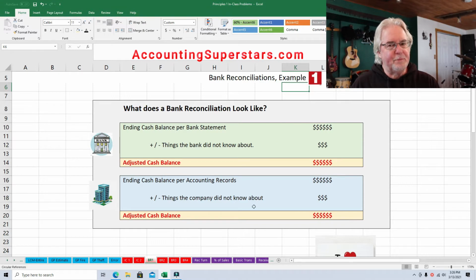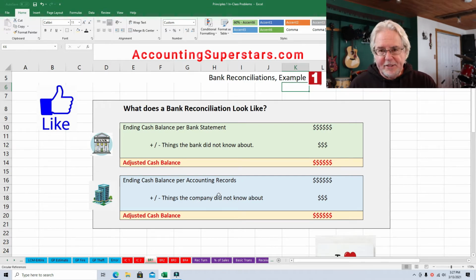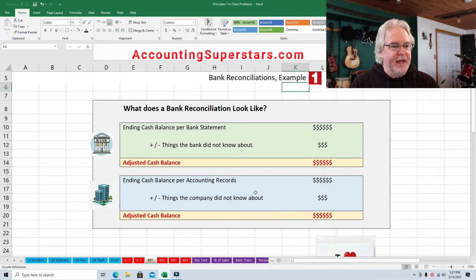And then down here in the blue, these are according to the accounting records, or your records. If you're doing a bank reconciliation for yourself, this would be your own records. Hopefully you're keeping records. And for a business, it'd be the accounting records. So what we put down in this section are things that we don't know about, or at least we didn't know until we got the bank statement. And if everything goes well, it all balances.